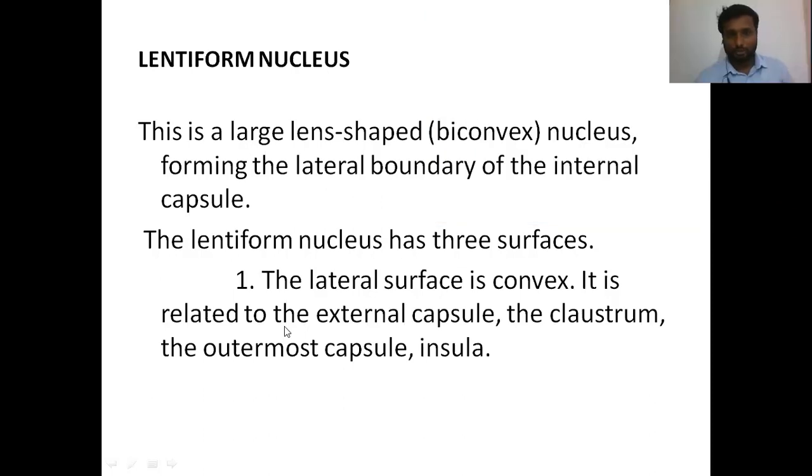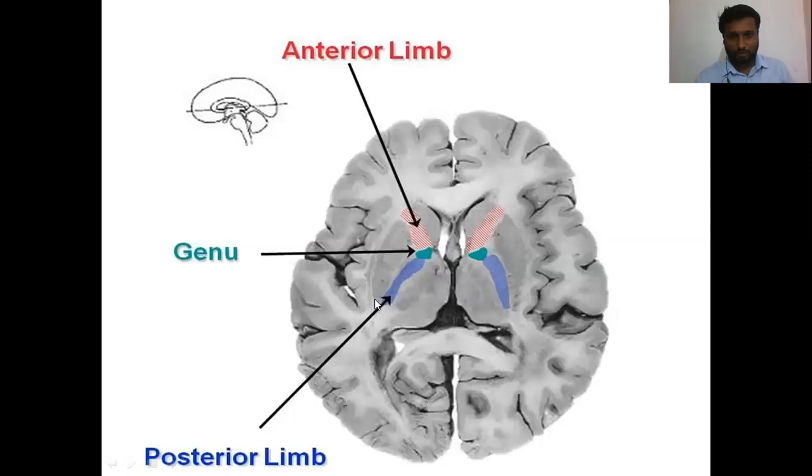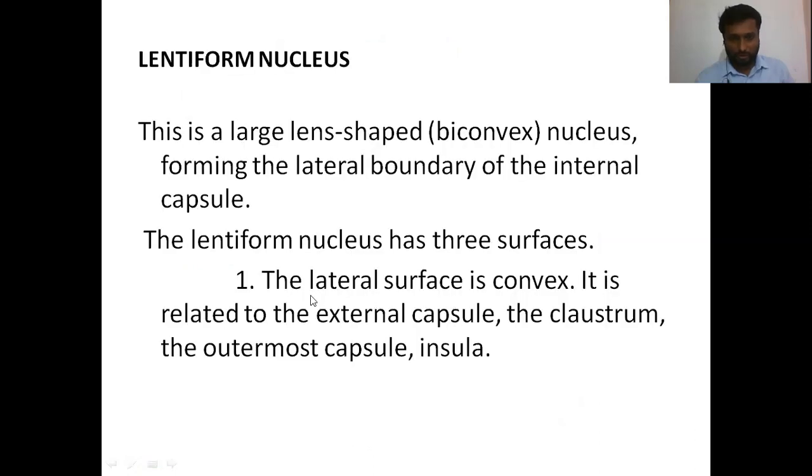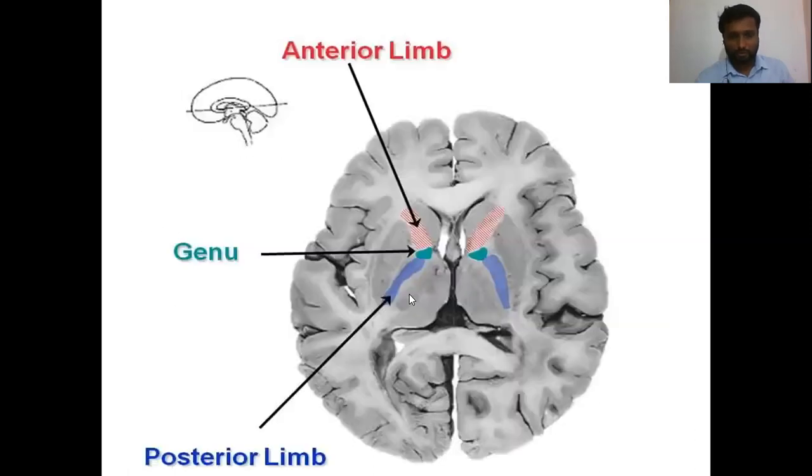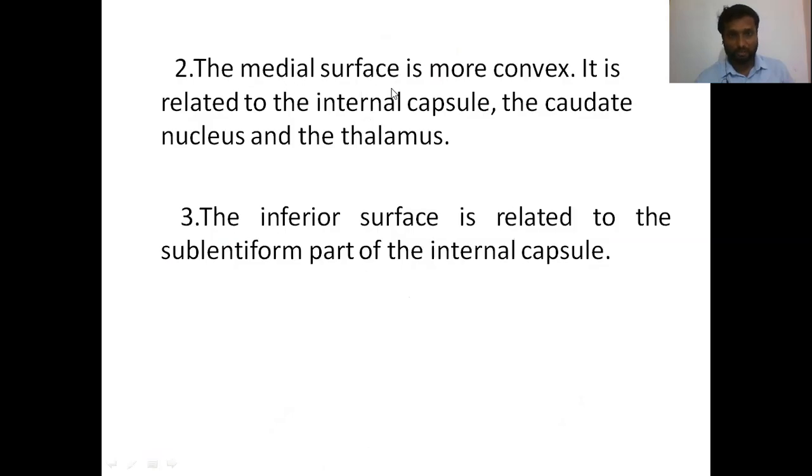So the first point: it is a large lens, meaning a biconvex lens-shaped nucleus. It is located in the concavity of the internal capsule. Then it has three surfaces: the lateral surface, which is convex. We'll discuss the relations later. So it has one lateral surface, then a medial surface, then an inferior surface.